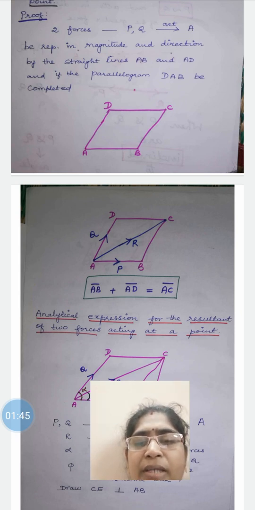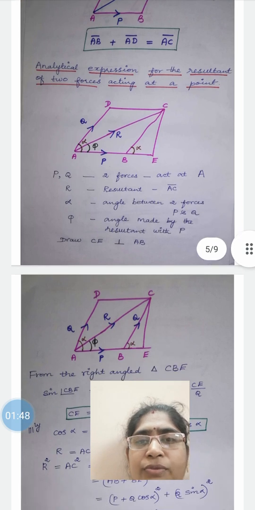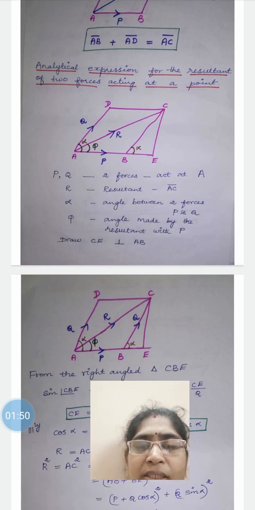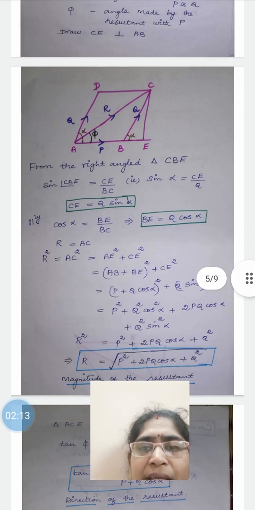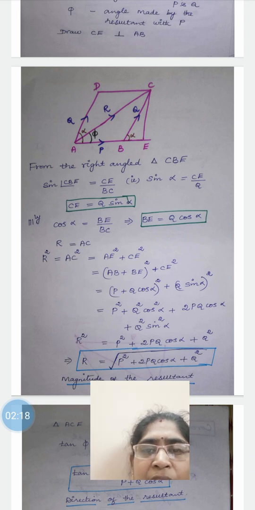Now coming to find out the analytical expression for the resultant of two forces acting at a point. So the same diagram with P acting along the line AB and Q acting along the line AD. R is the resultant acting along the line AC, and alpha is the angle between the two forces P and Q, and phi is the angle made by the resultant with the force P. So draw CE perpendicular to AB. From the right angle triangle CBE, find out what is sine of angle CBE, which is nothing but sine alpha. So from this we will be getting CE equal to Q sine alpha.